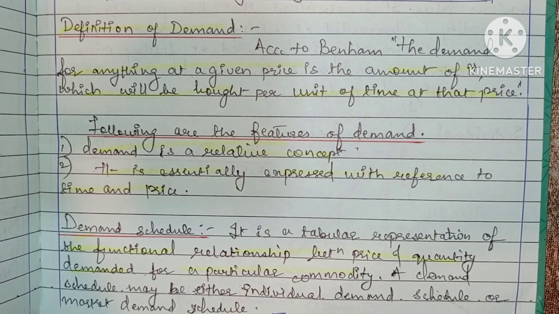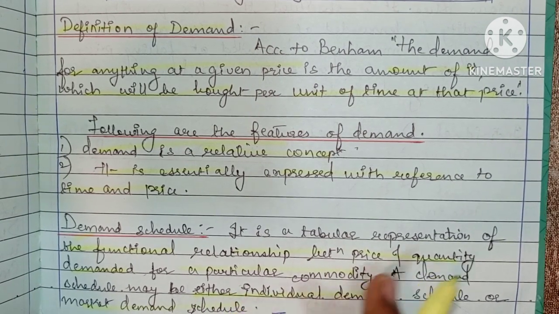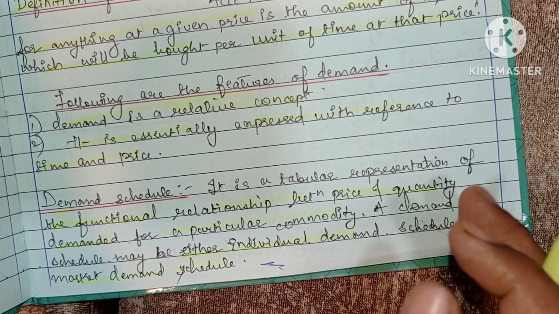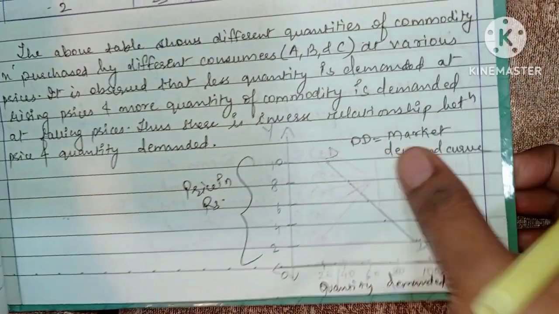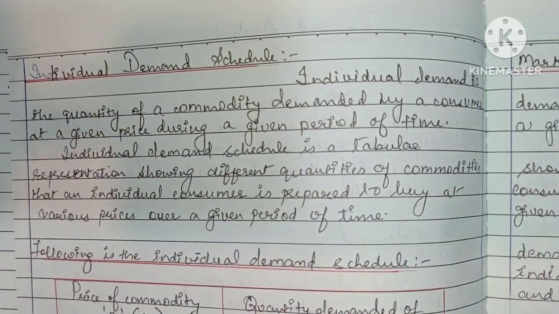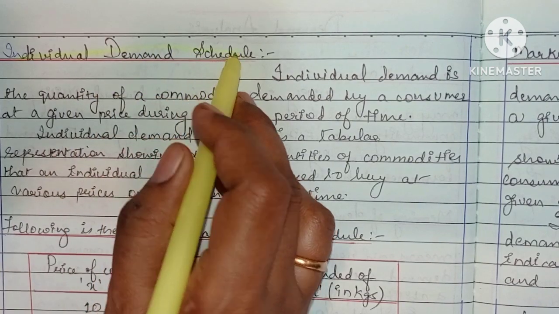A demand schedule may be either individual demand or market demand. So there are two types, just remember that. It can be for one individual. A market means multiple consumers, so that is why it is market. Now first let's move to the individual demand schedule. Individual means a single person.